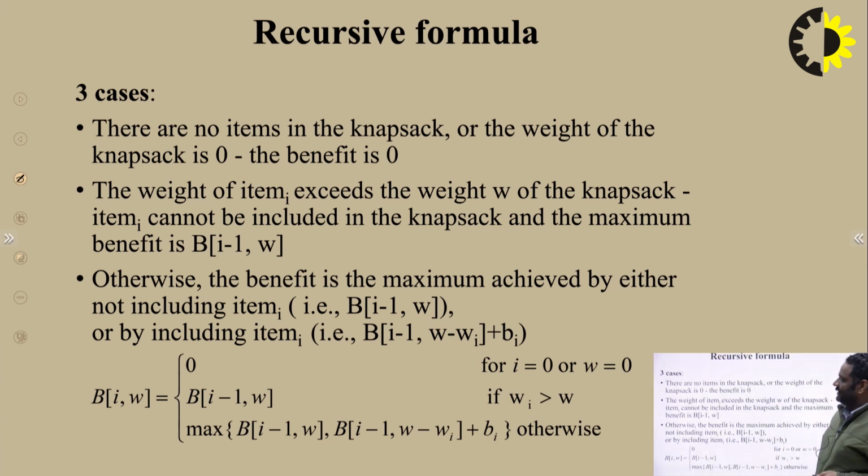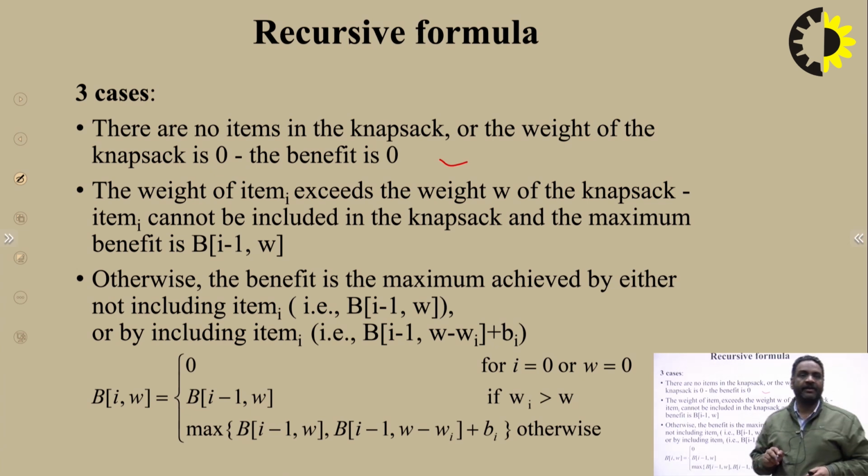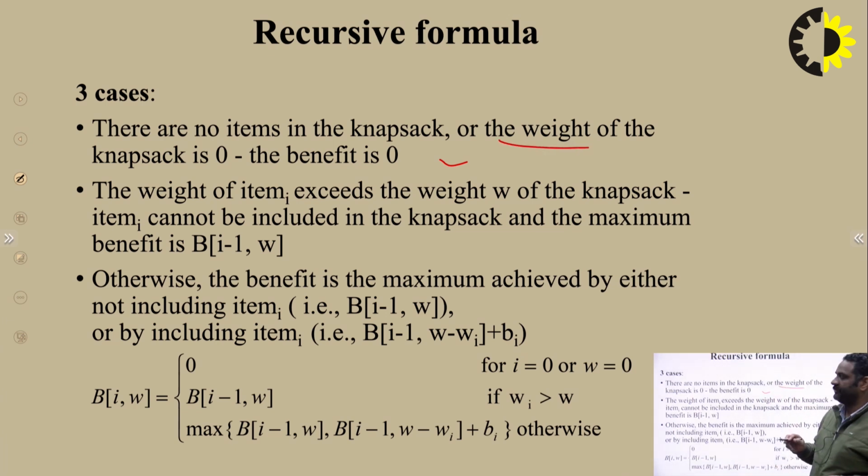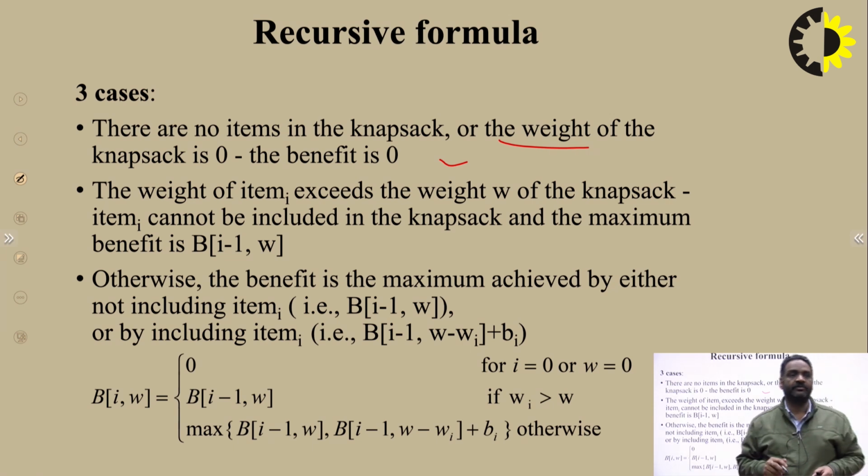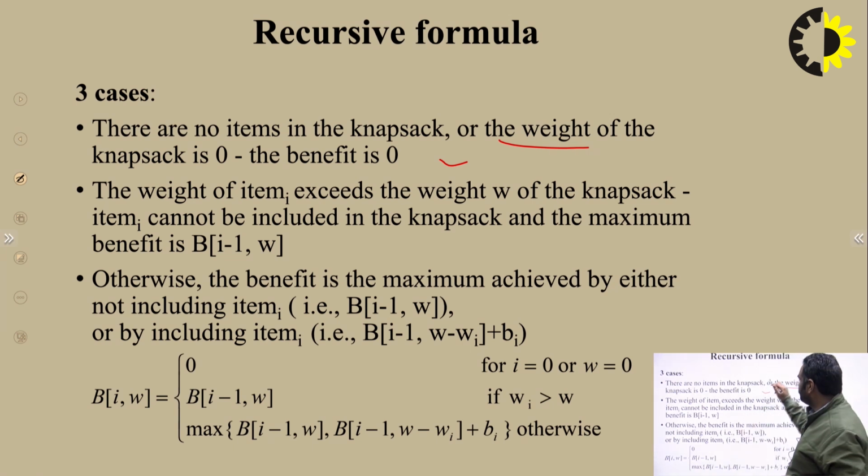So there are three cases. First, we don't have any items, meaning we are not including any items. In this particular case, the weight of the knapsack is 0. Since we are not including any item, the weight remains 0 and the benefit is also 0. Since no item, no benefit. This is our first case.